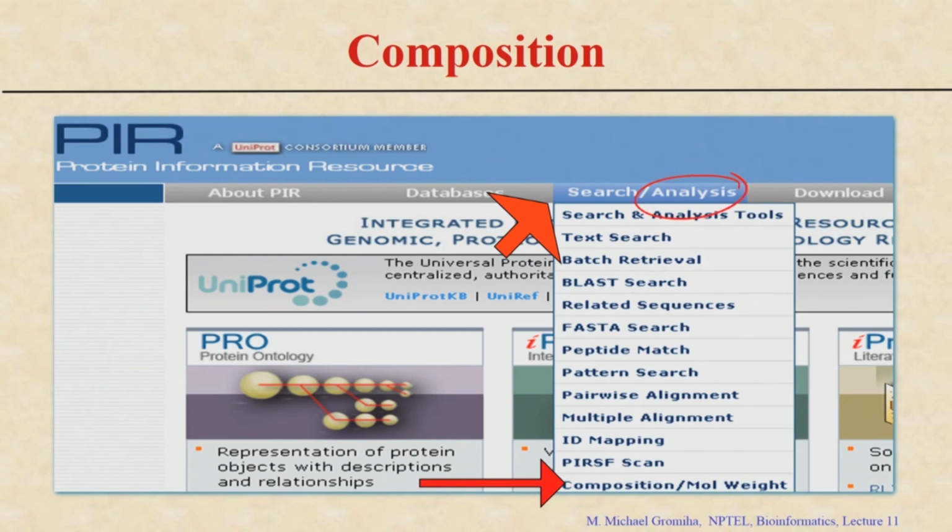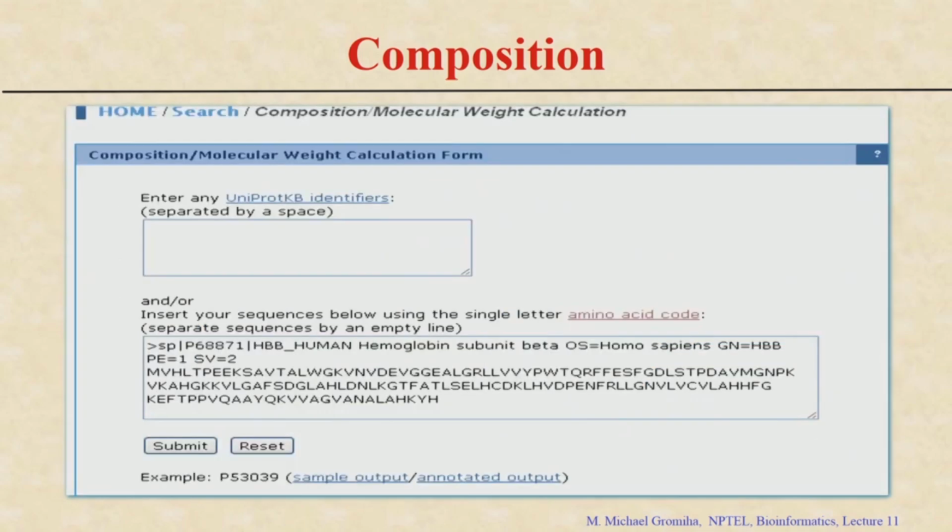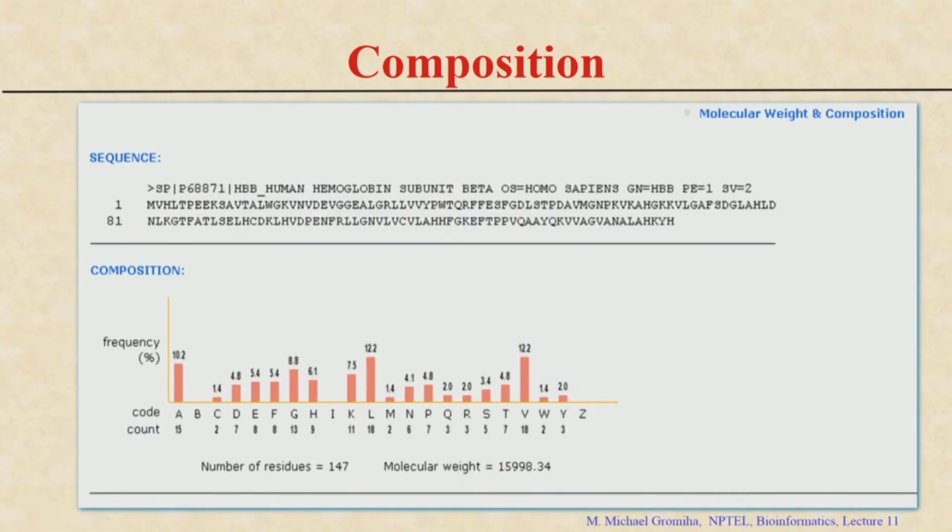If you see the list of tools available, here you can see the tool which can calculate the composition. Click on this composition and you get this window. Either you give the UniProt identifier or you can give your own sequence. You insert your amino acid sequence in the single letter code. Then if you click on submit, you will get the result. This is your input, and here is your sequence occurrence as well as the composition.